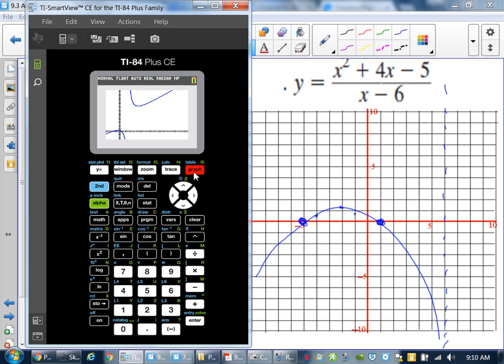Between those two, since the degree of the numerator is one larger than the degree of the denominator, there's actually what's called a slant asymptote.